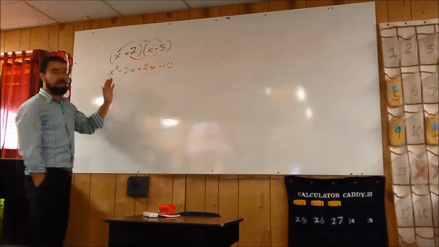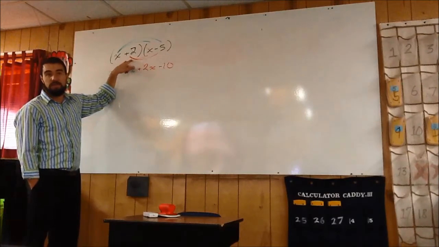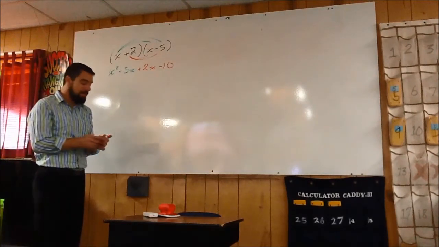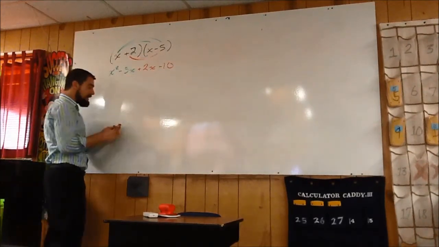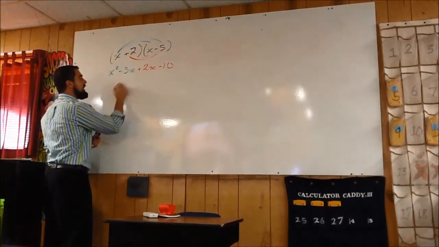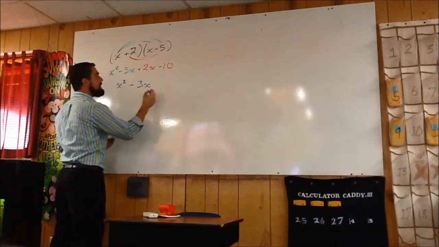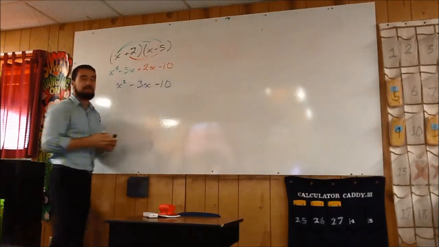Okay, so once again, very, very comfortable. We should be comfortable taking a product of two binomials. And when we take that product, and after we combine these terms, we get a quadratic. And so in this case, our product, this quadratic, is x squared minus 3x minus 10.